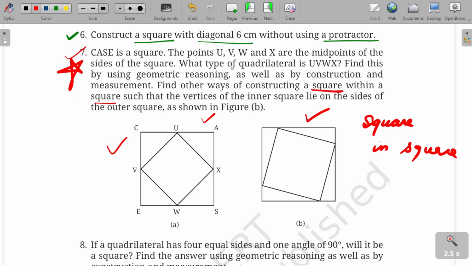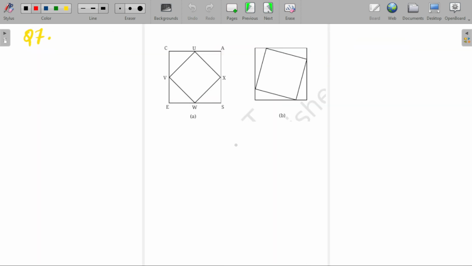In the first question, you need to find out what kind of quadrilateral it is. Is it a square, is it a rectangle, what is this? This is what the question asks. I hope you got the question. Okay, so this is the diagram we have. So let's start now. As you can see, U, V, W, X are the midpoints of the outer square. Outer square is given, right?